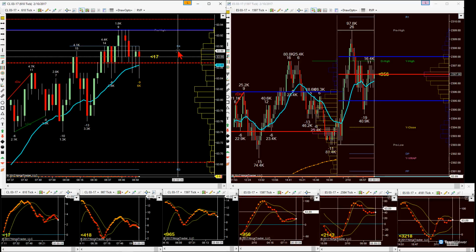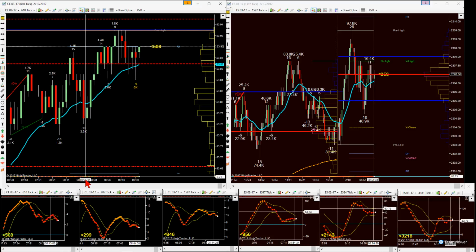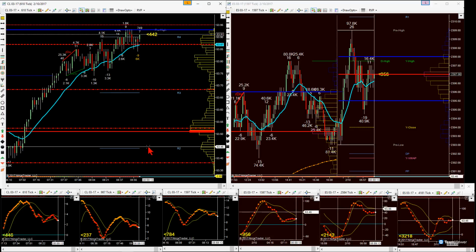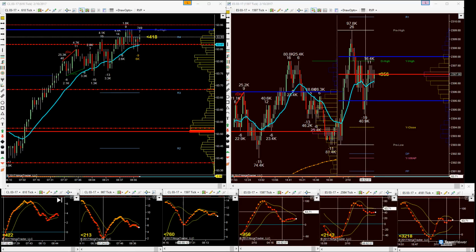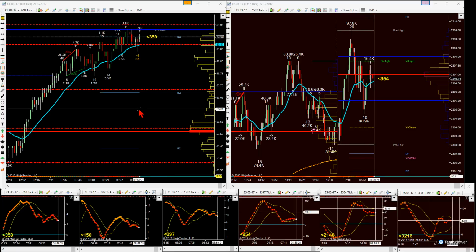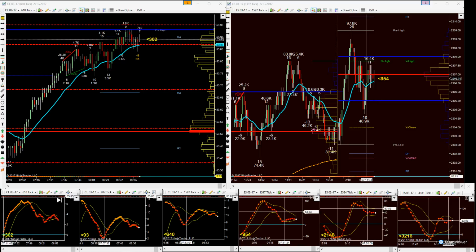That's a beautiful one. All right, let's get ready for the open here. Let's see what we've done. So we've created a micro quadruple top at overnight high. We've started coming back down off of it.